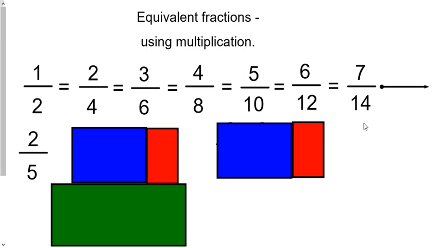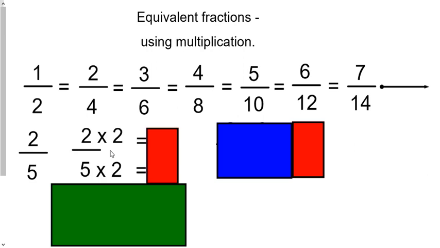We can make it slightly more complicated by multiplying the numerator and denominator by the same number. It is super important that this number is the same. So down here we have 2/5. To find the equivalent to this, let's multiply. Let's start with 2. So 2 times 2, we know is 4, and 5 times 2 is 10. So we know that 2/5 is equivalent to 4/10.